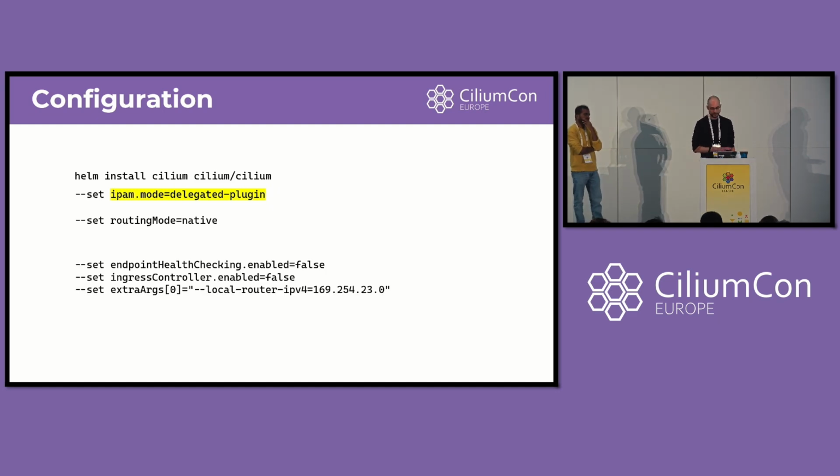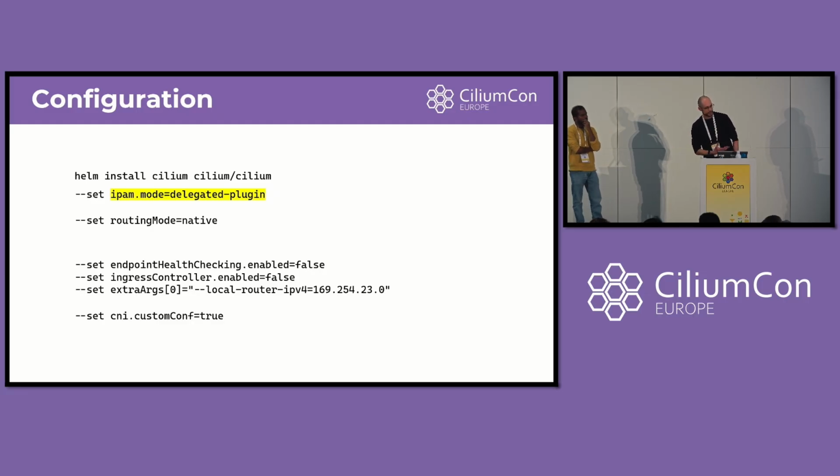Sadly, there are a few features that are not compatible with delegated IPAM. There's only a few that we found. These are cases where a Cilium agent sort of assumes that it can assign itself a routable IP. That's not possible with delegated IPAM, since this IP allocation happens outside of the context of a CNI invocation. So you do need to turn off things like endpoint health checking and the ingress controller, and as an implementation detail, this local router IP needs to be a link local address. But apart from that, everything else we've tested and everything else we support in Azure managed Cilium works just fine with delegated IPAM.